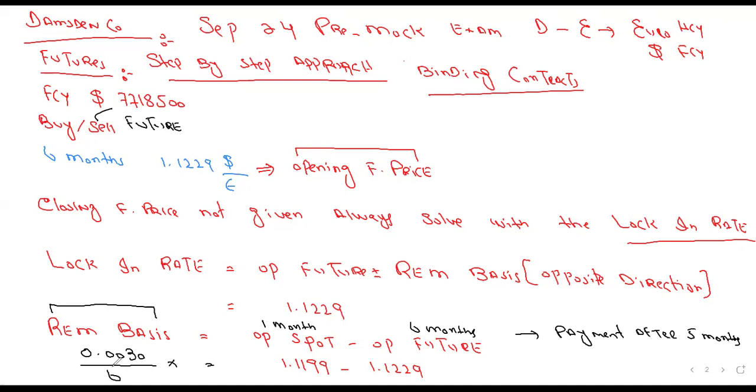And as we have to pay our supplier after 5 months, but we have selected the future for 6 months expiry, it means that there is still 1 month left. So how many remaining bases are coming? 0.0005. Oh, sorry, the remaining basis, 0.0005.